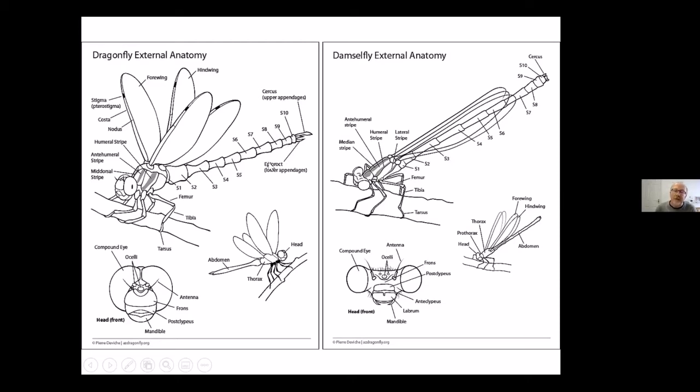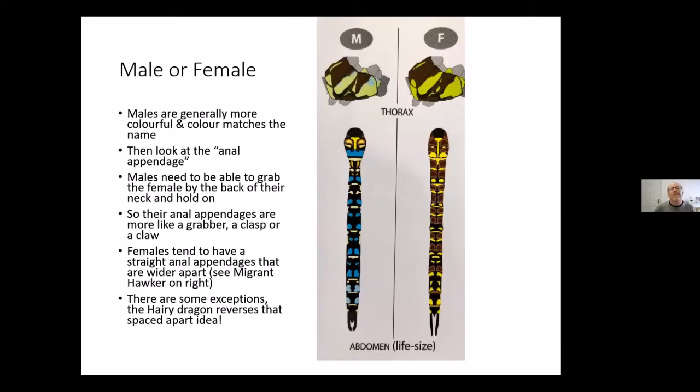And the other part of the body that you need to be aware of, it's a wonderful phrase, is the anal appendage. Yes, I get to say the phrase anal appendage to people on a daily basis. And the reason you need to know about that is that's how you tell the difference between a male and a female. You basically look at its anal appendage. I'll be showing you that difference right now.